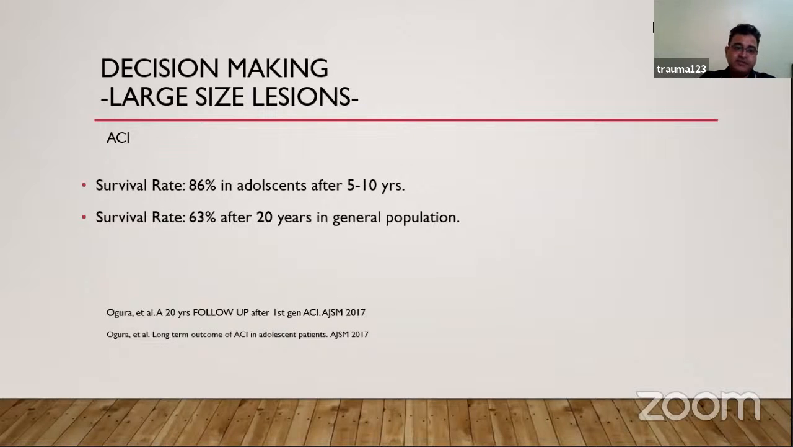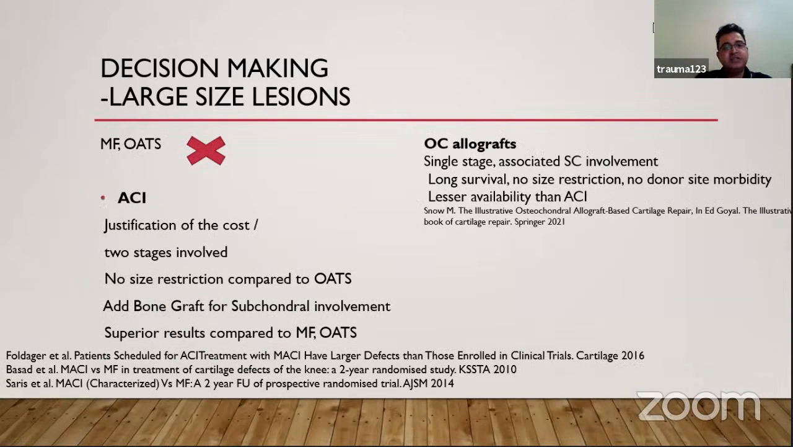ACI has shown a good survival rate of 86% in adolescents after 10 years and an overall survival rate of 63% after 20 years in the general population. So in large lesions, microfracture and OATS should be avoided. ACI, if the cost and two-stage procedure can be justified, has no size restriction as compared to OATS. Add a bone graft if there is subchondral involvement. It has superior results compared to microfracture and OATS.